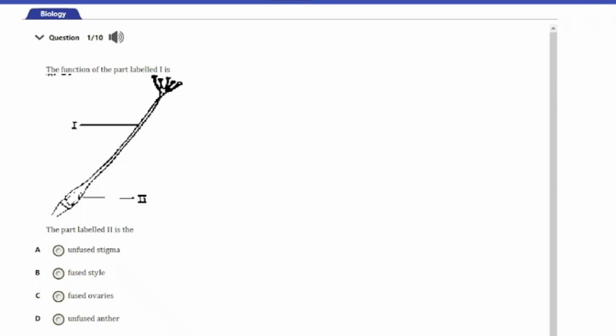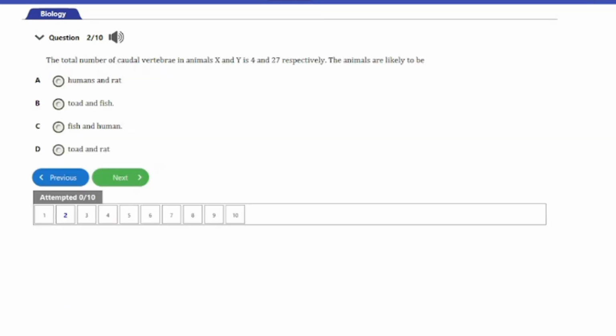It says the part labeled II is: A, unfused stigma; B, fused style; C, fused ovaries; D, unfused anther. So guys, the part labeled II here is the fused ovaries, and that's it for that question. Let's go ahead and consider the next question. And that's question number 2 here.